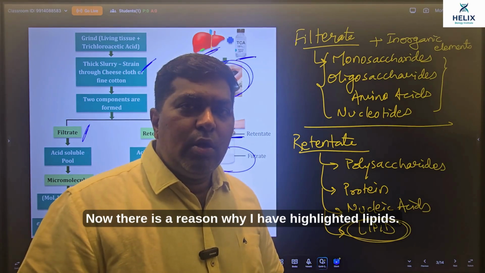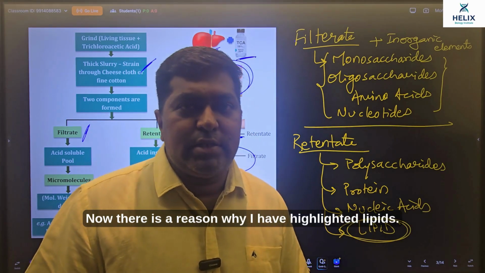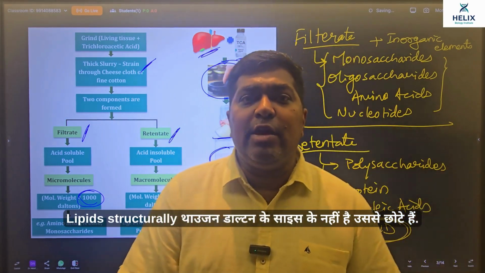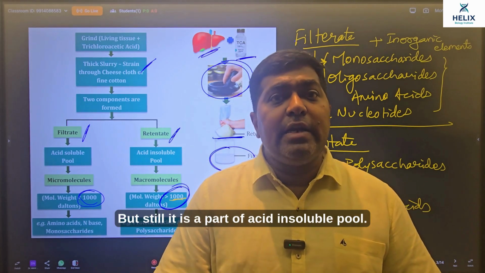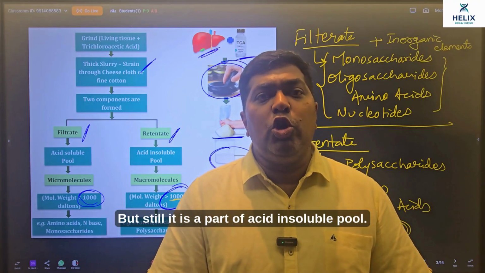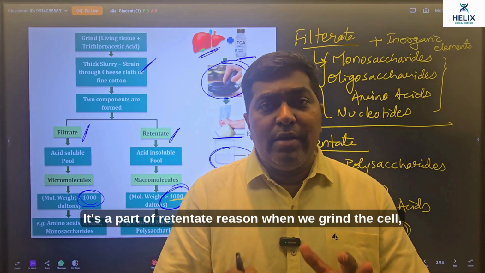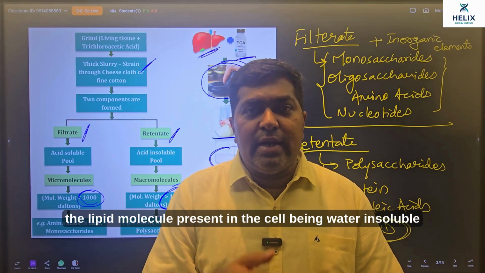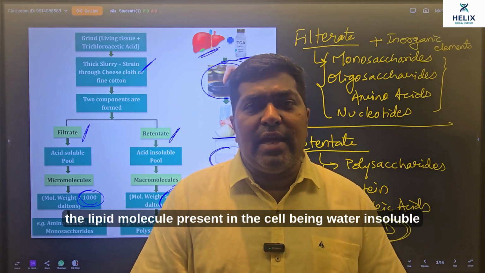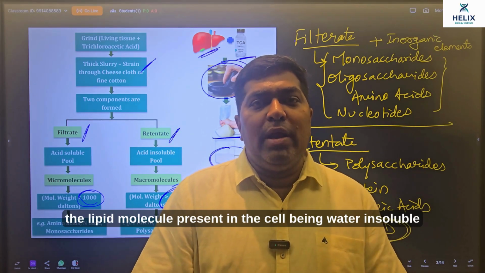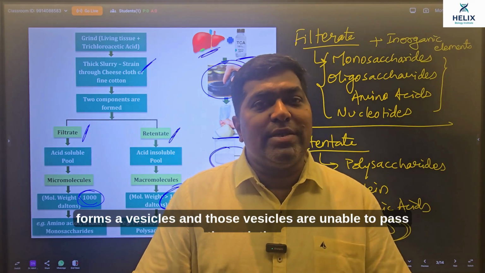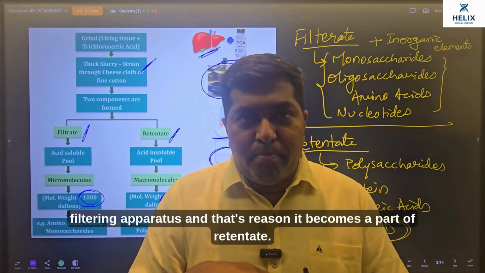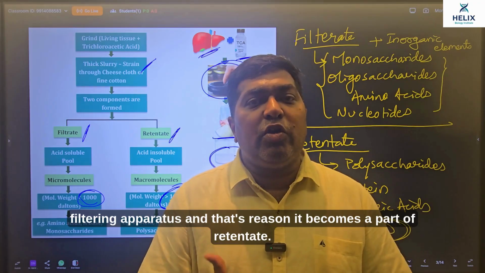Now there is a reason why I have highlighted lipids. Structurally, lipids are not of 1000 Dalton size; they are smaller. But still they are part of the acid insoluble pool, part of the retentate. The reason: when we grind the living cell with trichloroacetic acid, the lipid molecules present in the cell, being water insoluble, form vesicles, and those vesicles are unable to pass through the filtering apparatus, and that's the reason they become part of the retentate.